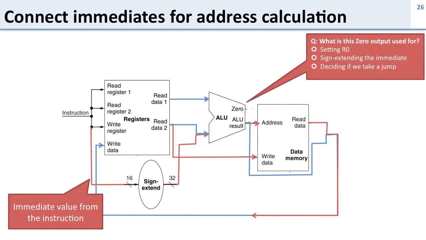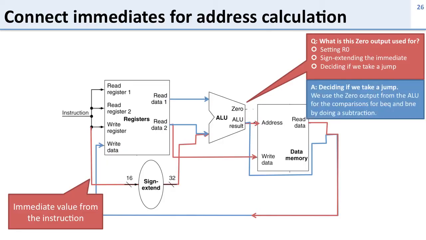Now here's a question. What is this 0 output used for on the ALU? Is this how we set R0? Is this how we sign extend the immediate? Or do we use this for deciding to take a jump? So this is the 0 we use when we're doing branch equal and branch not equal comparisons. So we do subtraction, and if the result is 0, then the two inputs are equal.